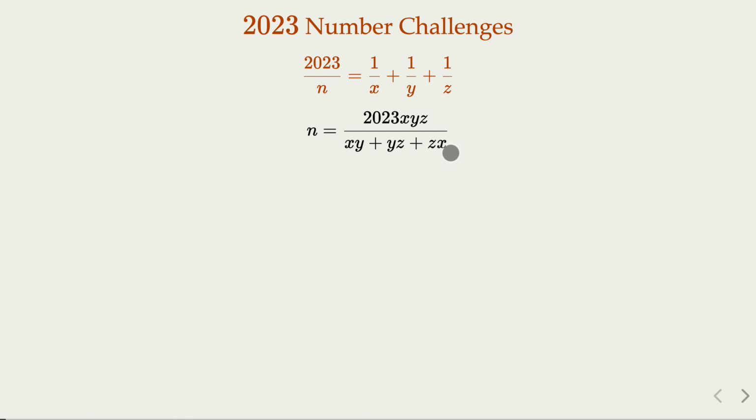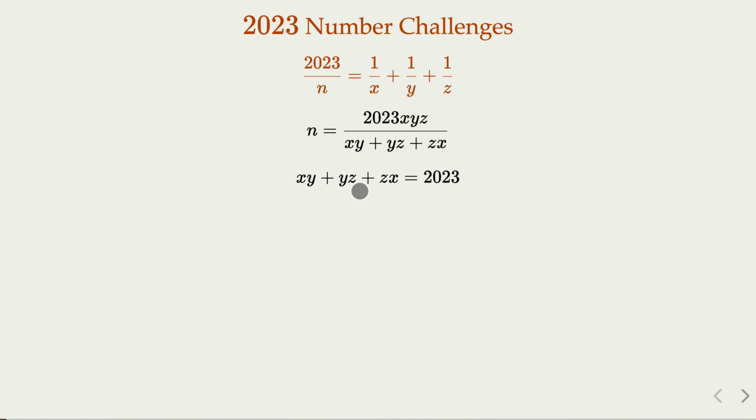So which means in order for n to be an integer, xy plus yz plus zx has to equal a factor of 2023, but we claim that it has to equal 2023 because the factor here could be 17, could be 119, things like that. But if 2023 is not the whole value, then n would contain a common factor with 2023. We also assume 2023 and n are coprime, so which means the denominator is 2023.